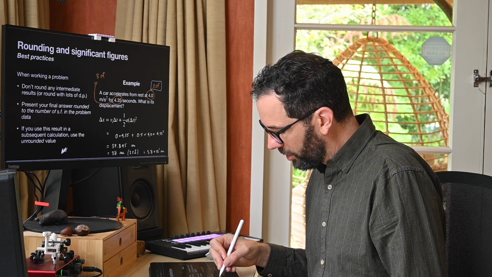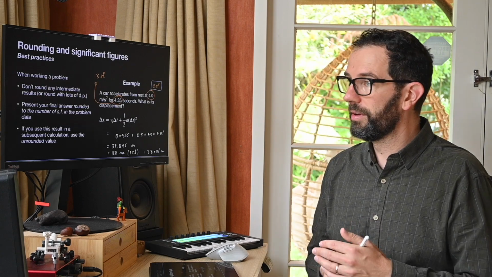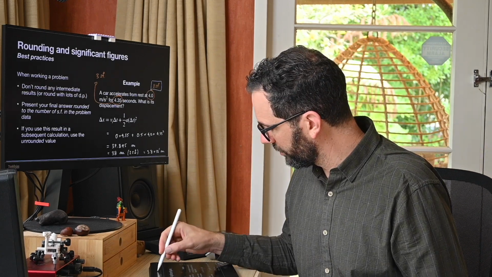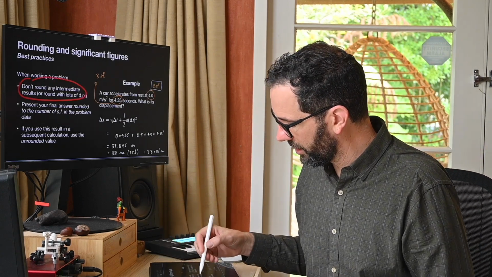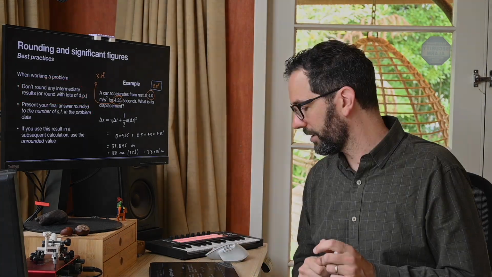Okay, so hopefully this is going to become kind of clear as we go through the course. Every time we do a problem, we need to think about two things: don't round intermediate results, and then final answer rounded to the number of significant figures in the problem data.